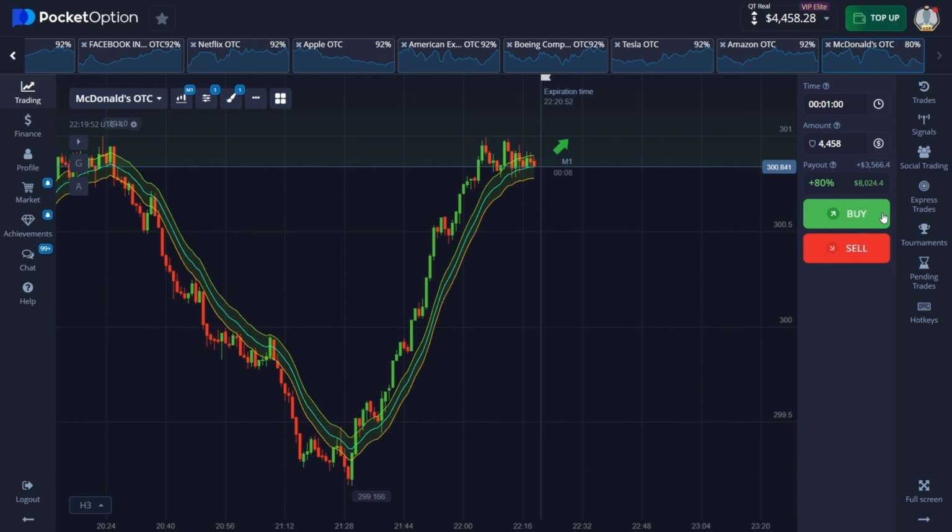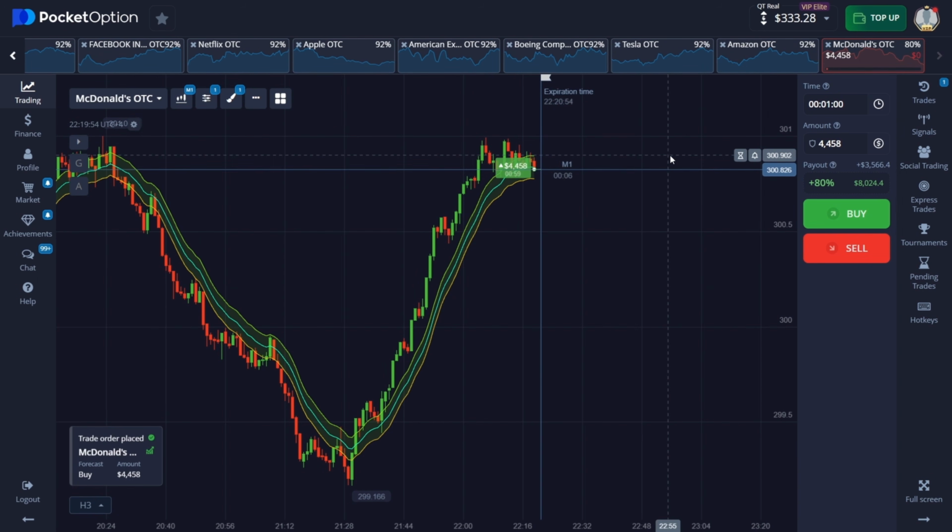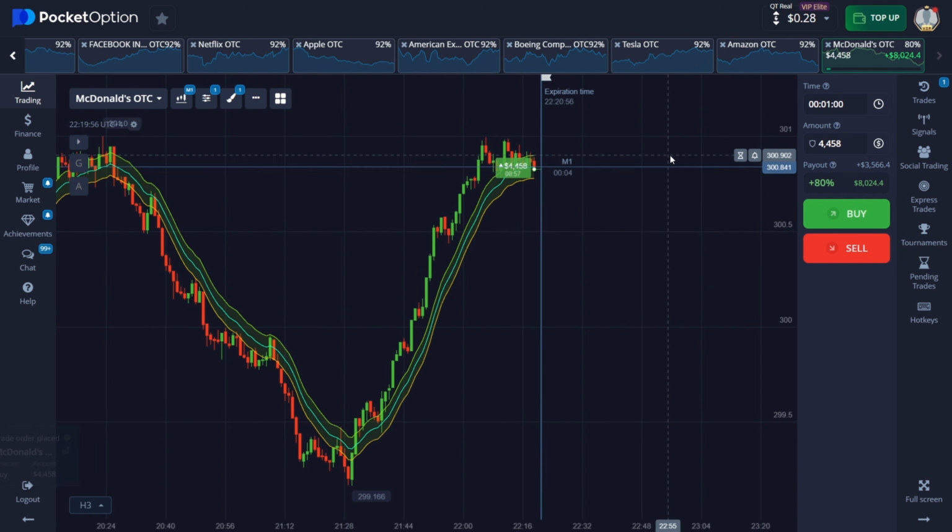We have a trade on McDonald's OTC. I placed the trade for the upside move. As you can see, there was an uptrend previously, and the candle was taking support from the level. We got a good entry near the middle level, so I took this trade for the upside move. The trade was going in our favor, but with 40 seconds left, I was still waiting.